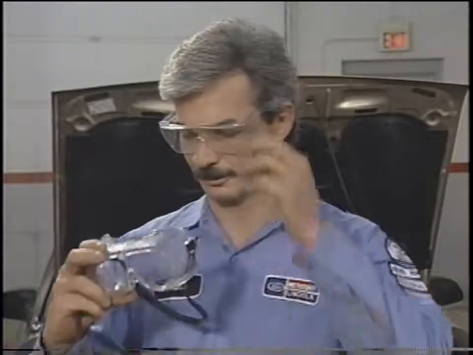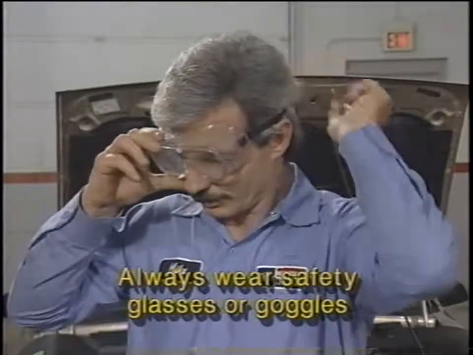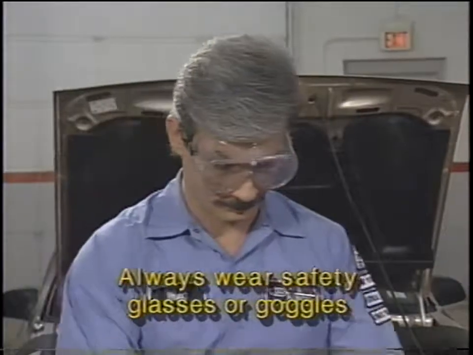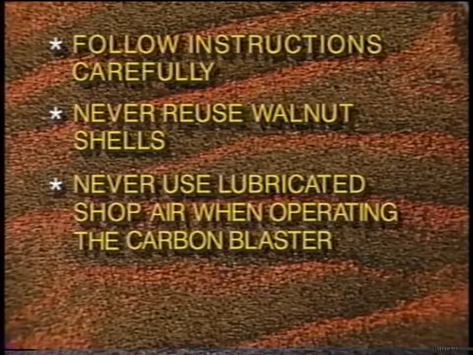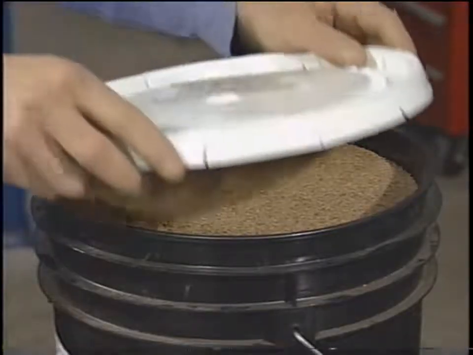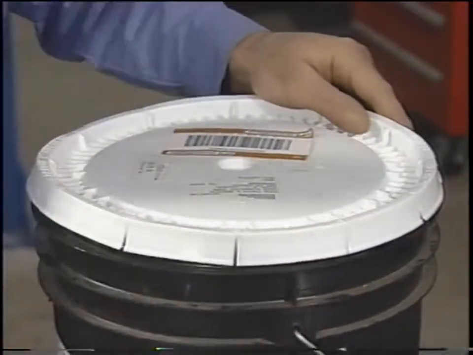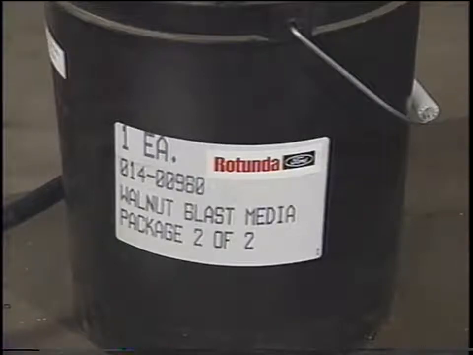Like the borescope, there are several precautions you need to be aware of when using the carbon blaster. Always use safety eyewear, glasses, or goggles when operating the carbon blaster. Follow the instructions that come with the carbon blaster kit very carefully. Always throw walnut shells away once they have been used. Do not reuse them. Never use lubricated shop air when operating the carbon blaster. And always drain the air compressor lines of any water. Always store the walnut shells in the storage container they came in. If left exposed to the atmosphere, the shells will absorb moisture, which could plug up the blaster.